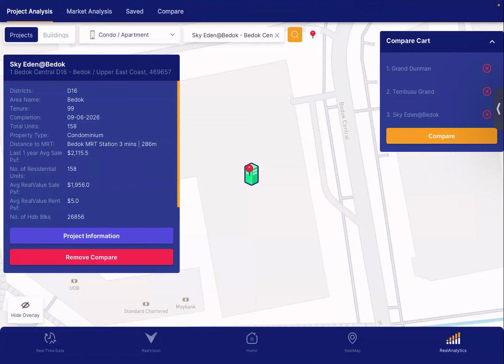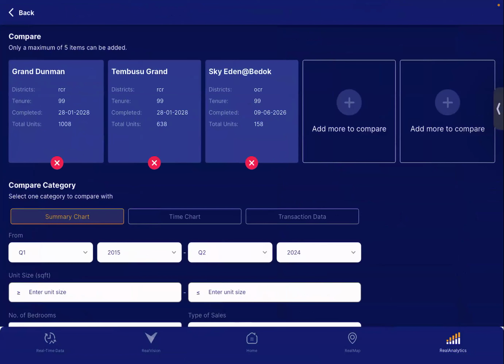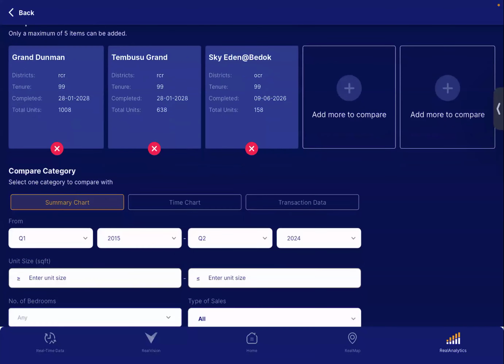So once I've added 3, I can add up to 5, but let's add 3 and then I go to compare. I click on the compare button. I have these 3 projects here already. The first thing I can see is the summary chart. But because these 3, if I'm not wrong, haven't TOP yet, and people haven't moved in yet, there should be nothing much to compare. But let's take a look at the summary chart.